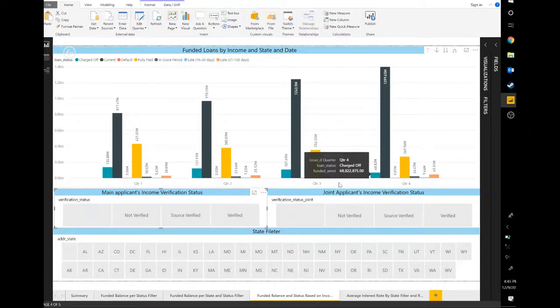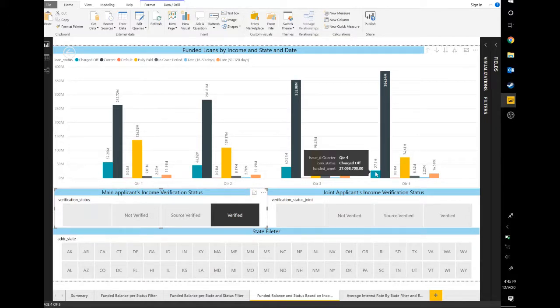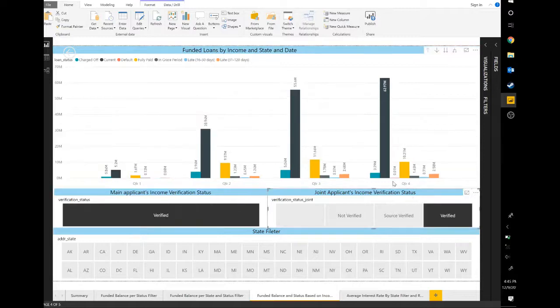The user has the ability to filter through and see how income verification affects delinquency rates. If we verify the main applicant's income, we can see that charged off account balance drops from 68 million to 27 million. If we further verify the joint applicant's income, we can see that charged off account drops further down to 3.2 million. The user can further filter this information per state.